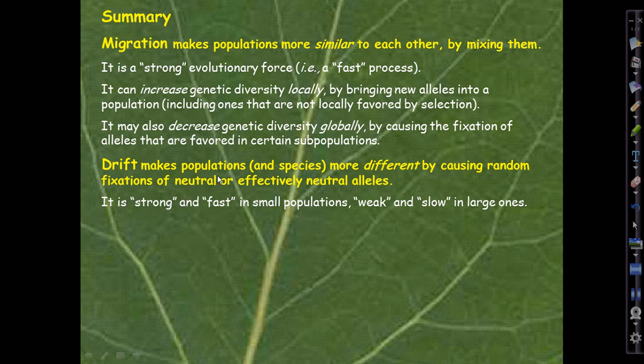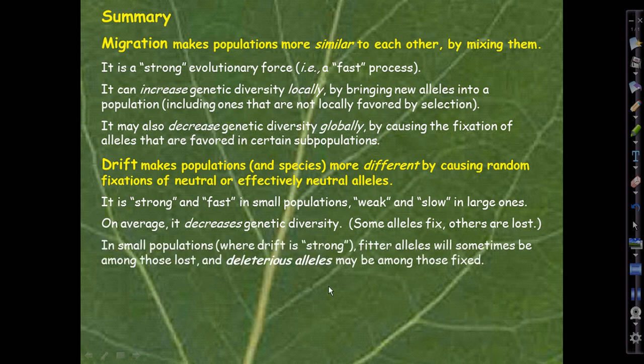Drift is the process that makes populations and species more different by causing random fixation of neutral or effectively neutral alleles. It is strong and fast in small populations, where it causes rapid allele frequency changes, but weak and slow in large populations. So it all depends on the population size. On average, it does, over time, decrease genetic diversity as some alleles fix and others are lost from the population.